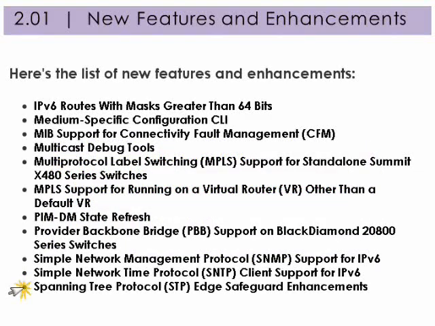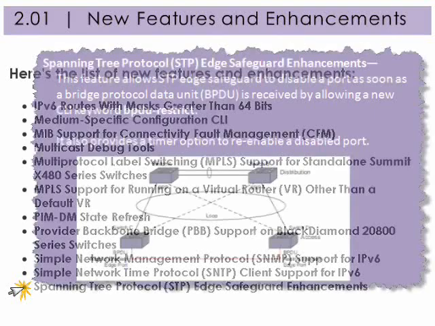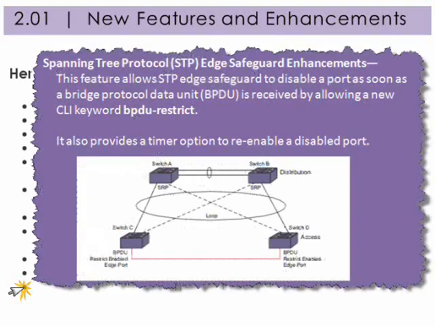Spanning Tree Protocol Edge Safeguard enhancements. This feature allows STP Edge Safeguard to disable a port as soon as a bridge protocol data unit is received by allowing a new keyword, bpdu-restrict. It also provides a timer option to re-enable a disabled port. If you'd like to learn more about this, please refer to your documentation.